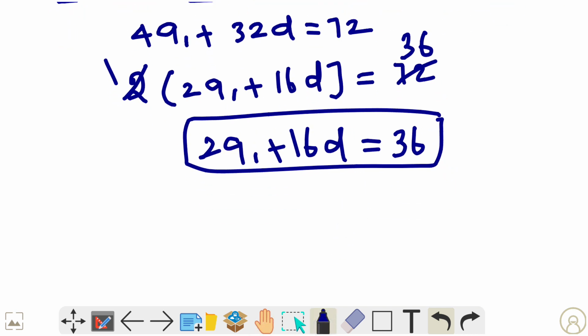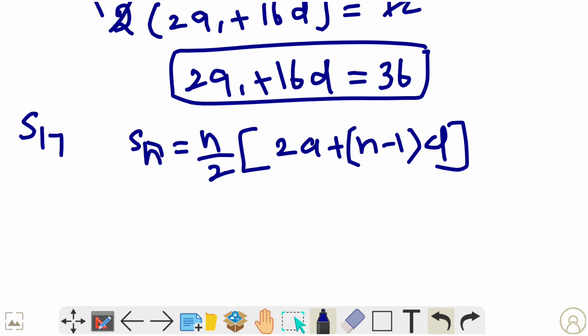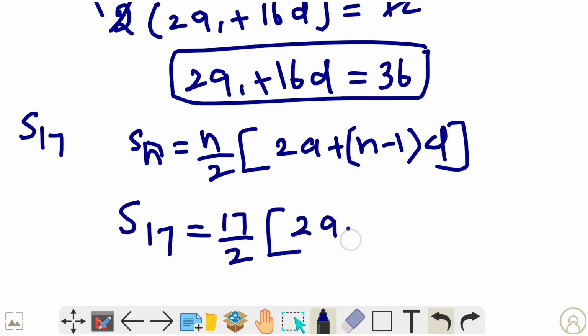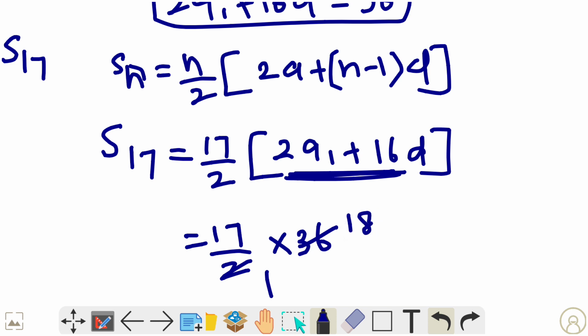Okay, so now we need to find S17. Sn is equal to n by 2 into 2a plus n minus 1 into d. Now you just put n equal to 17. So 17 by 2 into 2a1 plus 16d. We just found the result of 2a1 plus 16d, that is 36. So 36 divided by 2 is 18. 17 into 18 is equal to 306.